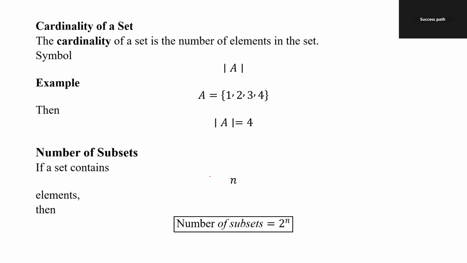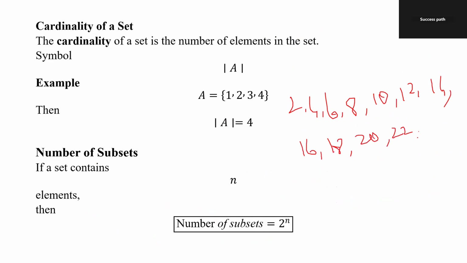Next, the cardinality of a set. Cardinality is nothing but the number of elements in the set. For example, A equal to the even numbers less than 25. So how many elements? 2, 4, 6, 8, 10, 12, 14, 16, 18, 20, 22, 24. That's all. So 1, 2, 3, 4, 5, 6, 7, 8, 9, 10, 11, 12. So the cardinality of the set is 12.